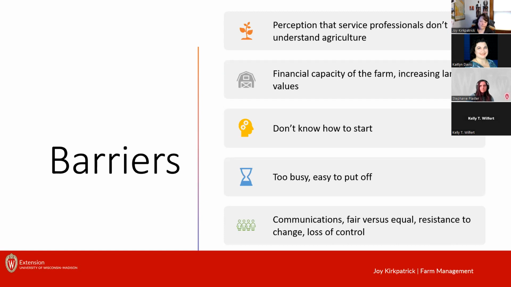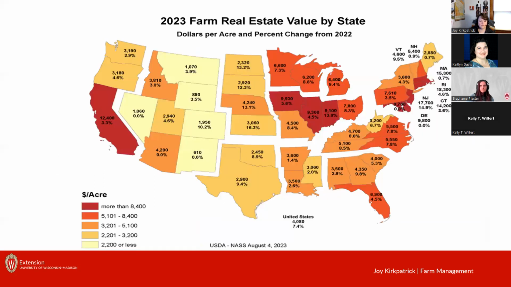Now let's talk a little bit about that financial capacity of the farm and increasing land values. So it's rare for a farm not to have concerns about the financial capacity of the farm and those increasing land values. Profit margins are narrowing. Inflation has been an issue for the past year or two. And to control inflation, we're seeing interest rates go up to numbers that we haven't seen in decades. So when we look at this particular slide that I have on the screen right now, it's from the USDA National Ag Statistics Service, and it's the most recent data that we have, which came out in August of 2023, August of this year.